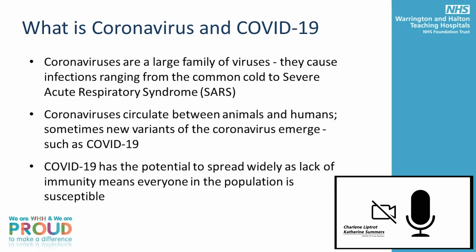So what is coronavirus and COVID-19? The coronaviruses are a large family of viruses. They cause infections ranging from the common cold to severe acute respiratory syndrome, also known as SARS. The coronaviruses circulate between animals and humans. Sometimes new variants of the coronavirus emerge, such as our current COVID-19. COVID-19 has the potential to spread widely, as a lack of immunity means that everyone in the population is susceptible.